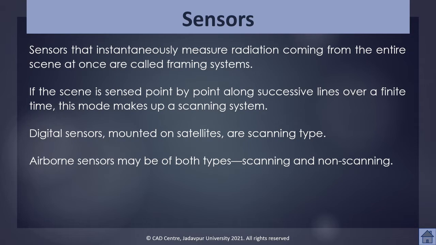If the scene is sensed point by point along successive lines over a finite time, not in a single instant, this mode makes up a scanning system. So, an imaging system may be a framing system, that means non-scanning, or it may be a scanning system, that is non-framing. Now, digital sensors mounted on satellites are always of the scanning type. However, sensors that we use in aeroplanes may be of both types, scanning and non-scanning. But remember, non-scanning cameras or sensors are rather more popular in aerial remote sensing or the aerial platform.